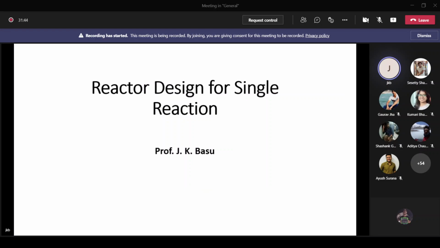Now, this chapter is for reactor design for single reaction. And you have seen there are various reaction systems: first order, second order, then combinations of series, parallel, single series reaction, A to B to C type, then multiple reaction systems, complex multiple reaction systems, A to B to C, and B is giving another product, and C is giving another product in series. In this way, many reactions are possible.